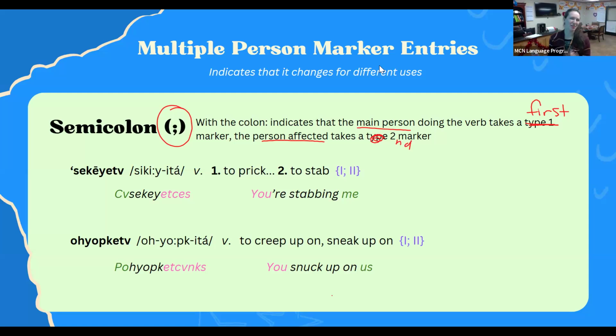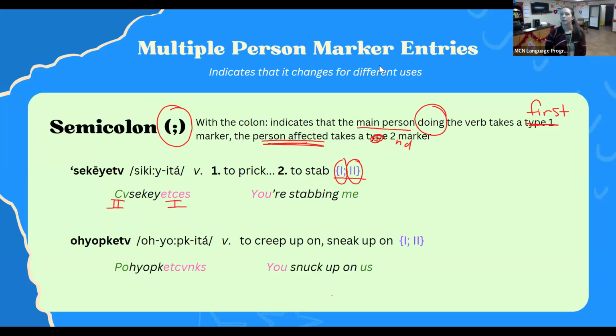So what that means, sigida, I'm using that one again, to stab, right? It had a semicolon. It's a 1, semicolon 2. So that means the person doing the verb uses type 1. The person who is affected uses type 2. So here's our type 2 piece and our type 1 piece. So jasigiyitjis. You're stabbing me. You, the one doing the action, is affecting me. This is also the word we use a lot of times with needles, like if you're at the doctor and you have to get a shot.